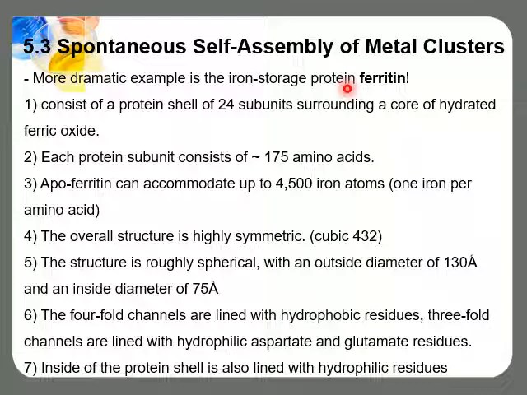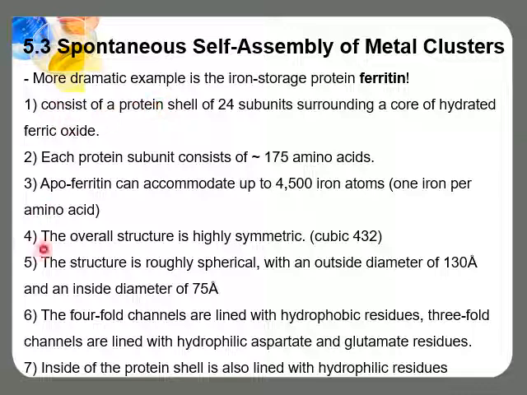Okay, here we will see an extreme example of an iron storage protein. The name of the protein is ferritin. Ferritin contains many iron oxo clusters. In fact, ferritin is a kind of iron storage protein. So it can store a large amount of iron utilizing the coordination bond.